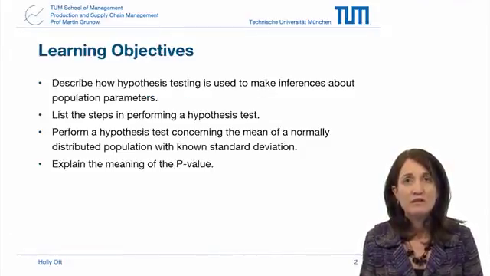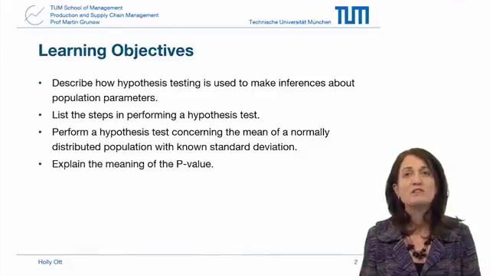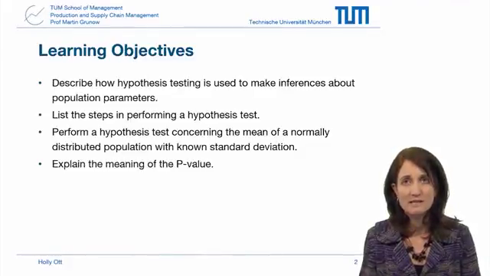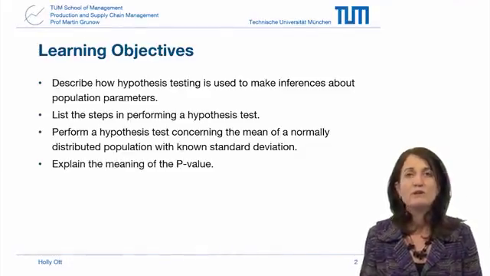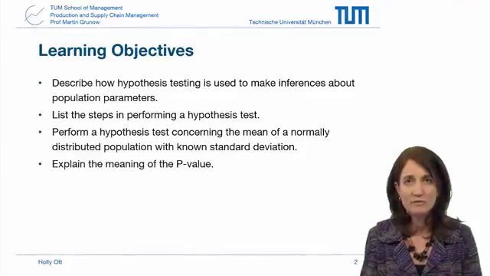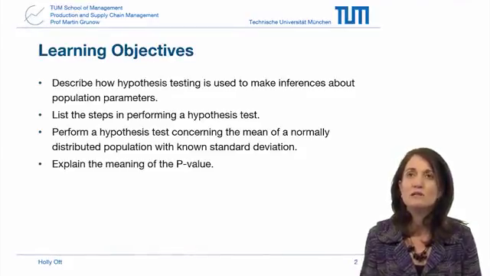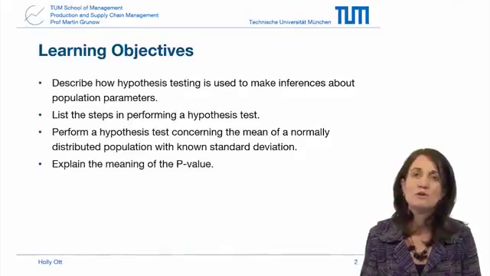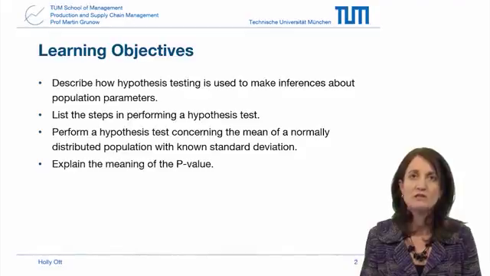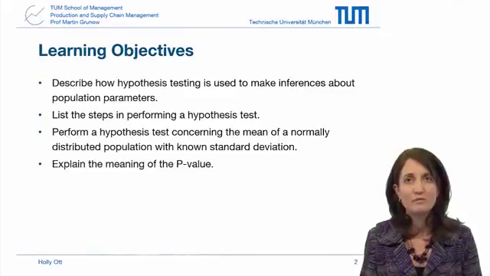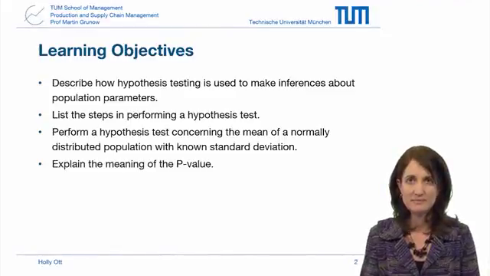So our learning objectives for this section are to describe how hypothesis testing is used to make inferences about population parameters. We want to be able to list the steps in performing a hypothesis test. And we will learn how to perform a hypothesis test concerning the mean of a normally distributed population with a known standard deviation. And finally, we have a very short section to explain the meaning of the so-called p-value when performing a hypothesis test.